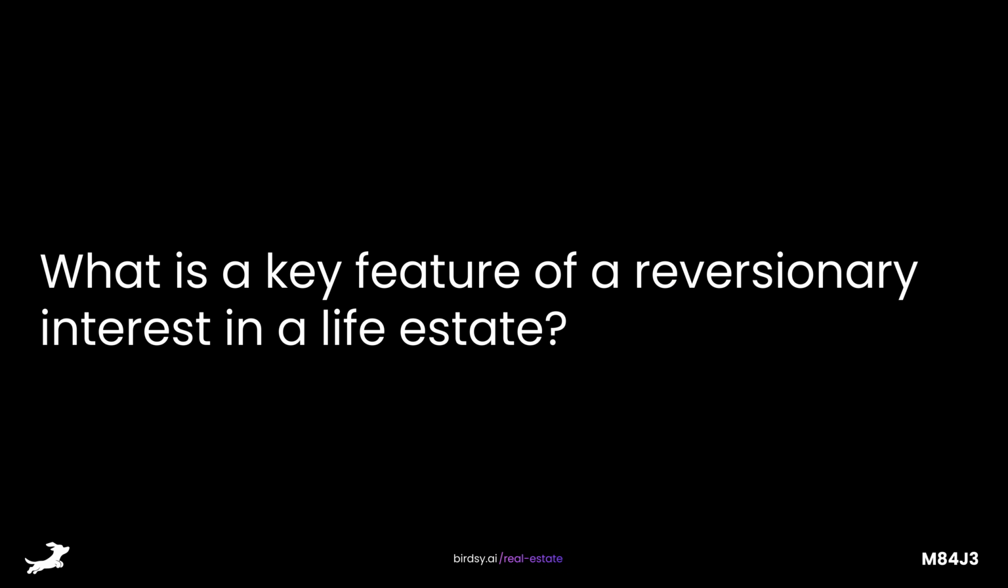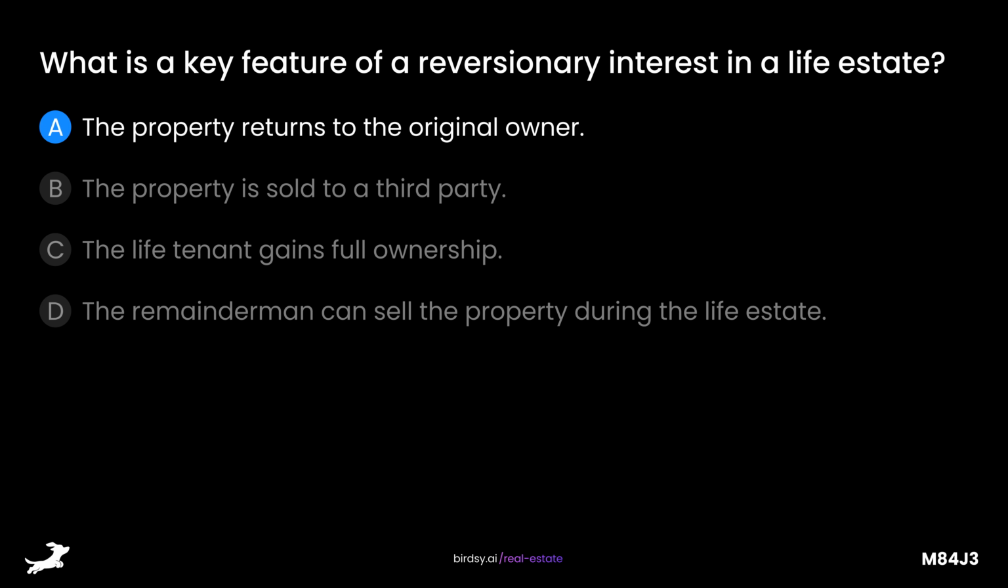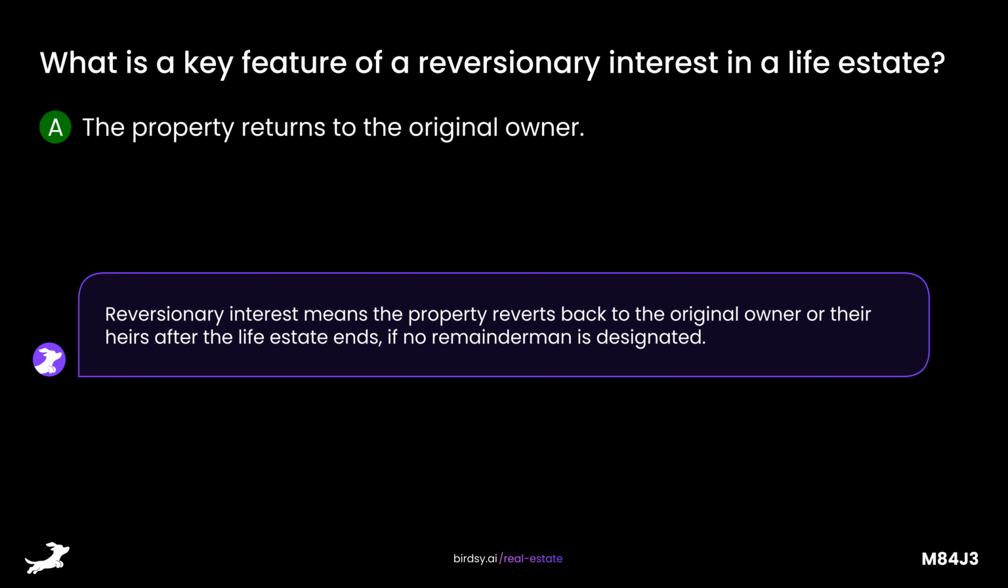What is a key feature of a reversionary interest in a life estate? Is it A, the property returns to the original owner, B, the property is sold to a third party, C, the life tenant gains full ownership, or D, the remainderman can sell the property during the life estate? The answer is A, the property returns to the original owner. Reversionary interest means the property reverts back to the original owner or their heirs after the life estate ends if no remainderman is designated.